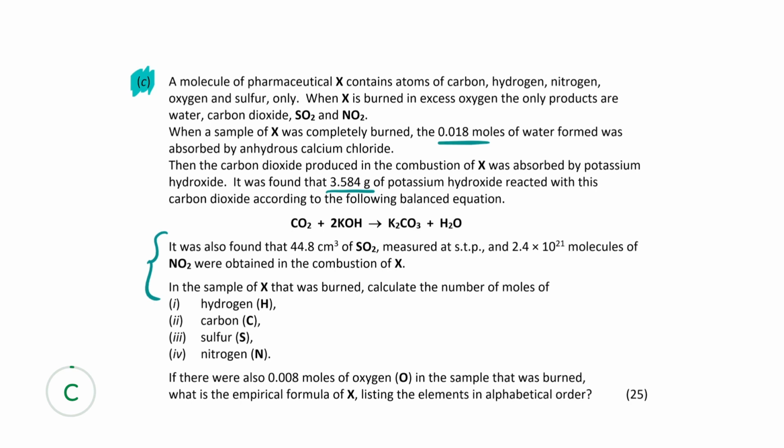Moving back to what we're actually being asked, we're asked to calculate the number of moles of hydrogen. There's a lot of information being thrown at us, so it's important to break it down. The most important thing to note from part I is that the number we're going to use out of this big paragraph is the 0.018 moles of water. We'll use it with the relationship between water and the amount of hydrogen present in the water to find the number of moles of hydrogen in the sample of X that was burned.